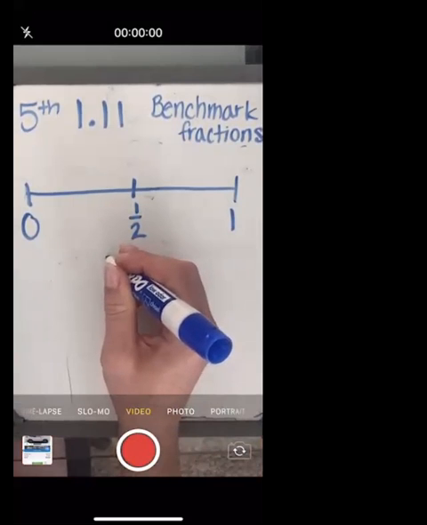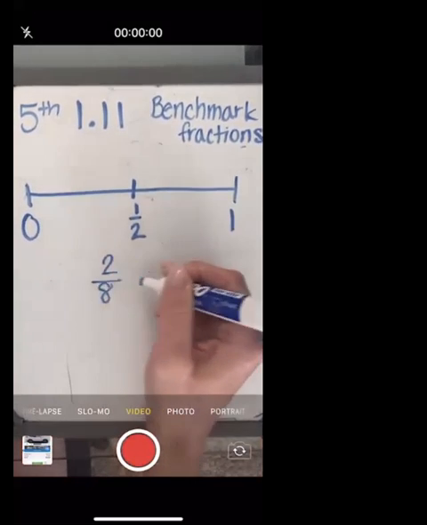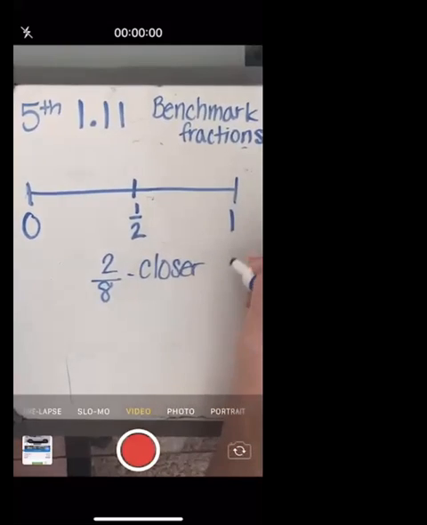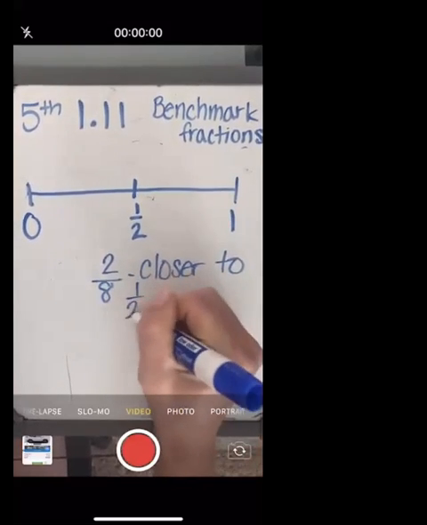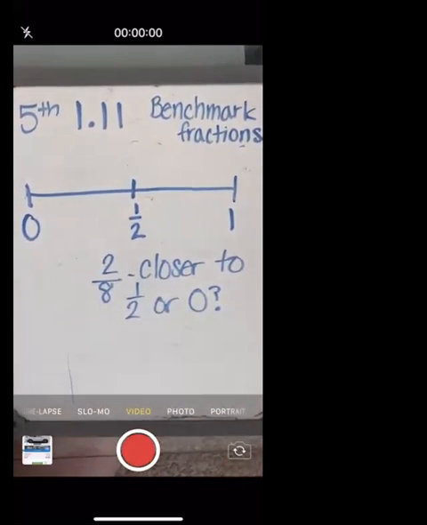Let's think about 2/8. Is it closer to 1/2 or 0? I want you, maybe in your notebook, to write a couple sentences really quick about how you'd explain this to someone. If I said, is 2/8 closer to 1/2 or 0, what would you say? I want to see what you'd say to someone. And don't unmute yourself. Let's give everyone a quick second, okay?